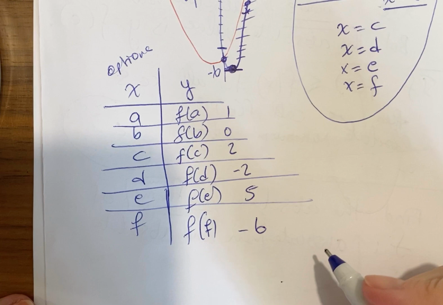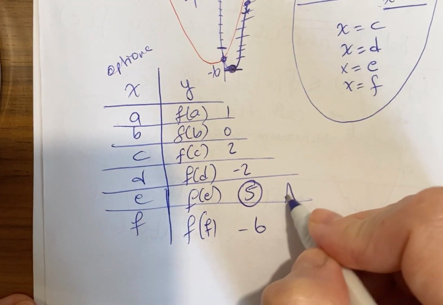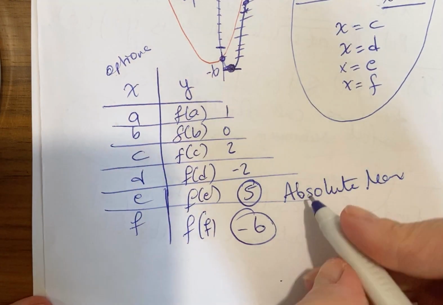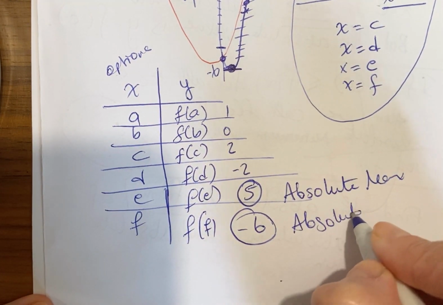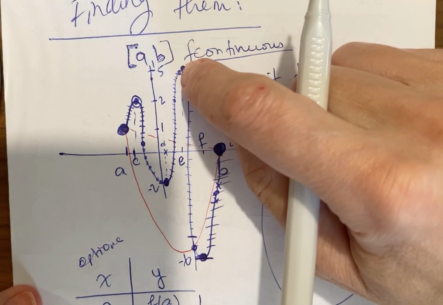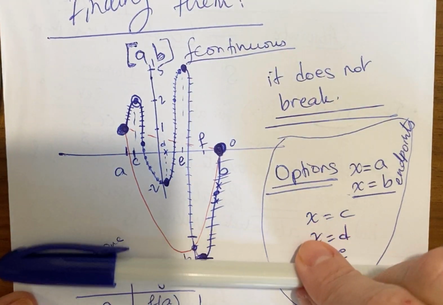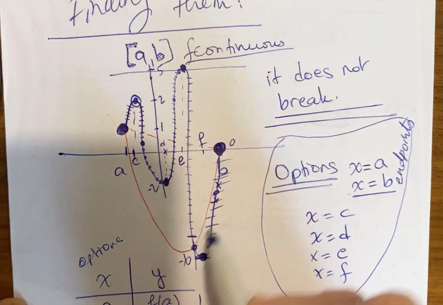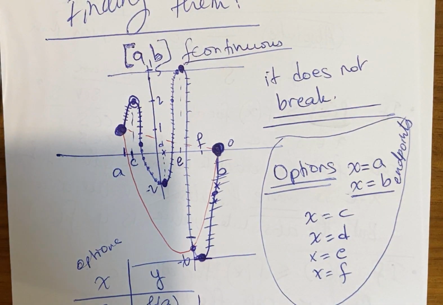Which one is the highest number? 5 is the highest number, so this has to be my absolute max. Which one is the lowest number? -6. This has to be my absolute min. Is it true? Yes, obviously this is the max, because if I look from bottom up, this one is the highest value you can reach, and this one is the lowest value we did reach.